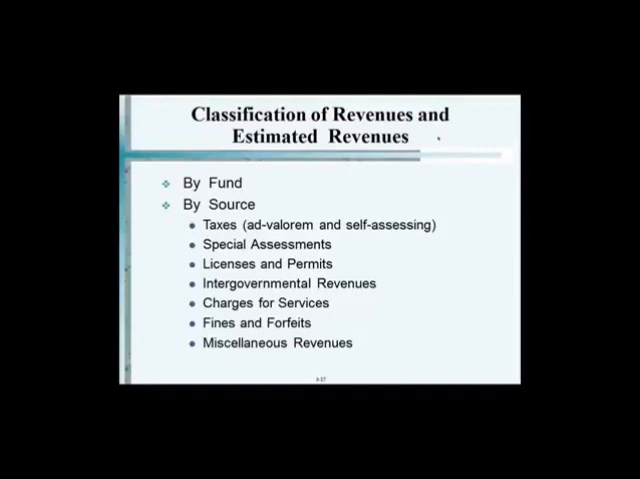Now, why are these listed? Because most of us know what they are. The important thing is, how do we recognize each one of these in our books? Do you recognize them when you receive them? Do you recognize them when you levy them? When do you recognize these revenues? And that's why we have this listed here. So the question is the rules of recognition.